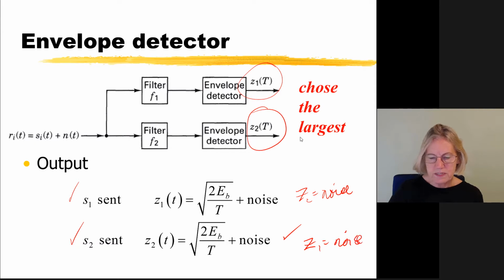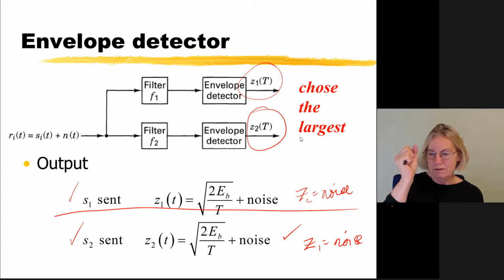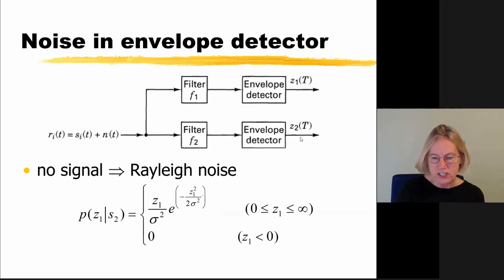Okay, so I hope this is clear. When S1 is sent, then Z1 has got noise plus something, and Z2 is just the noise. And now when S2 is sent, then the second filter has got a signal in it plus noise, whereas the first filter has just got noise in it. And so that's why we say choose the largest is the good strategy for detection.